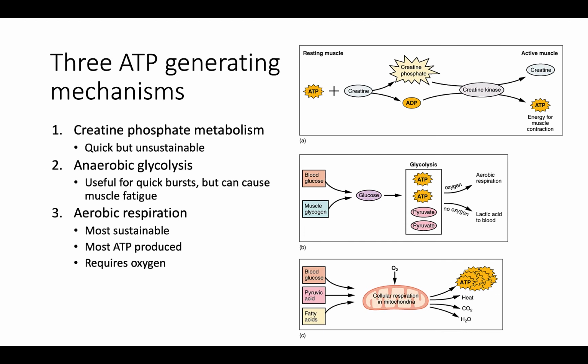But in a resting muscle, excess ATP transfers its energy to creatine, producing ADP and creatine phosphate. So what I'm trying to get at here is there are three different ATP generating mechanisms, and the first one is creatine phosphate metabolism. This acts as an energy reserve that can be used to quickly create more ATP. So it's quick, but it's unsustainable. When the muscle starts contracting and needs energy, creatine phosphate then turns into creatine and ATP, which the ATP can then be used, and it's done by creatine kinase.